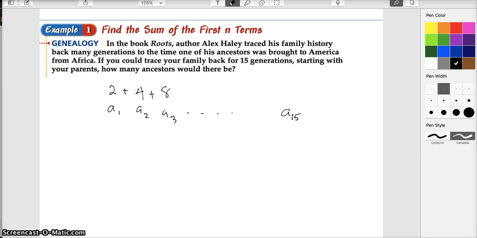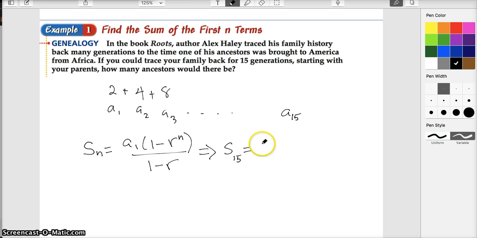So we're going to use the formula that we were just introduced to. And the reason why we're using this formula is because it is going to give us the sum of all of the ancestors all the way up to a sub 15, and that's what we want. So we need to fill in some information. First of all, we're looking for S sub 15, and the initial value is 2. 1 minus r. What is r? What are we multiplying by each time? We are multiplying by 2. So it's going to be 2 to the 15th power. And all of that is going to be over 1 minus 2.